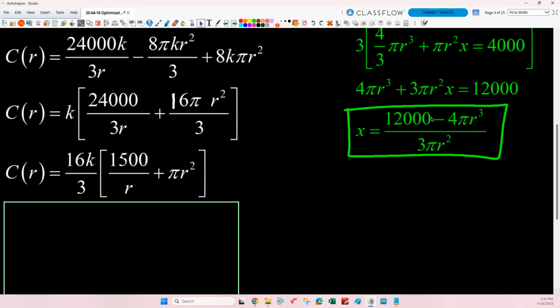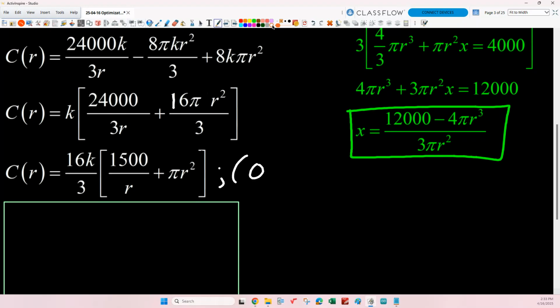Everybody see that? Right? As r goes to 0, that term's going to disappear. But as the bottom disappears, that 12,000 on top just stays there. And so the fraction's going to go to infinity, right? You can see that this thing would just get really distended. Okay, so there's the lower end of our domain. What's the upper end going to be?